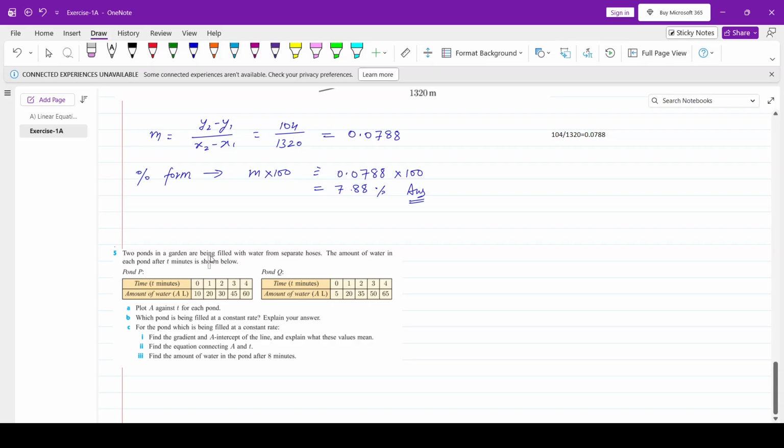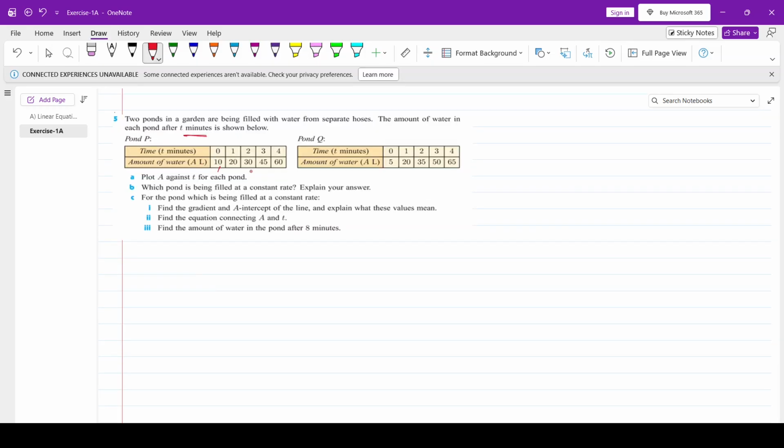Moving on to question number 5. At 0 minute, we have 10 liters water here and 5 liters water here. After the end of 1 minute, we have 20 liters water here and 20 liters water here. At the end of 2 minutes, we have 30 liters water here. We have 35 liters water here.